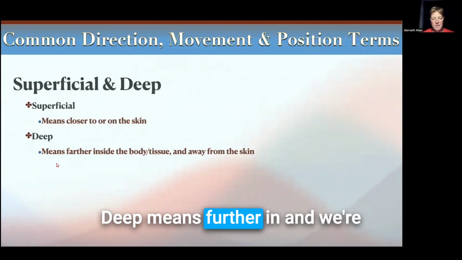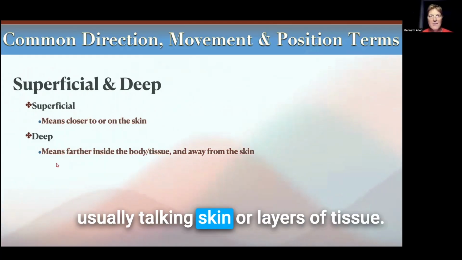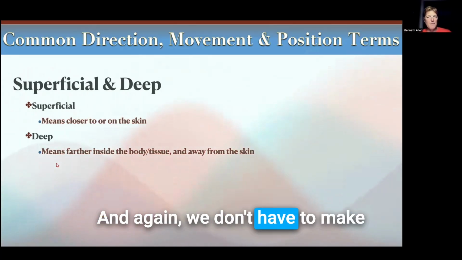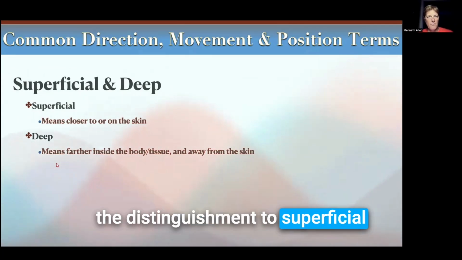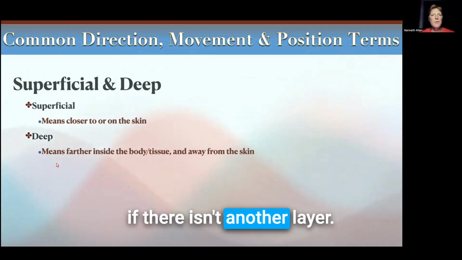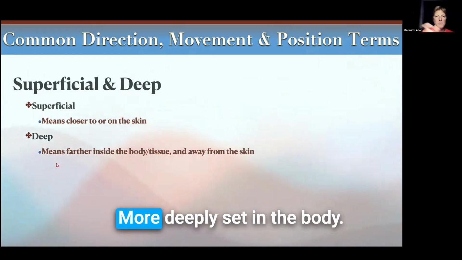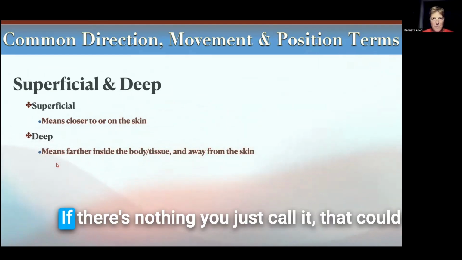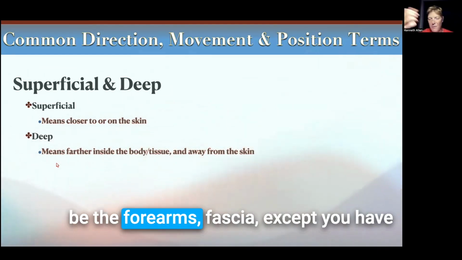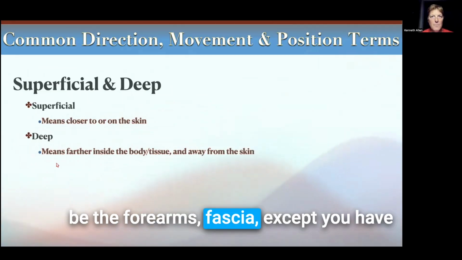Deep means further in, and we're usually talking skin or layers of tissue. And again, we don't have to make the distinguishment to superficial if there isn't another layer more deeply set in the body. If there's nothing, you just call it, that could be the forearm's fascia.